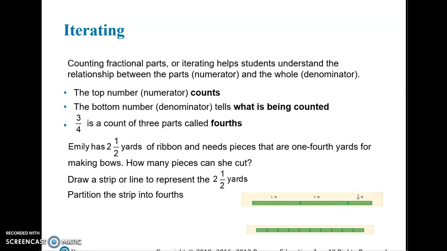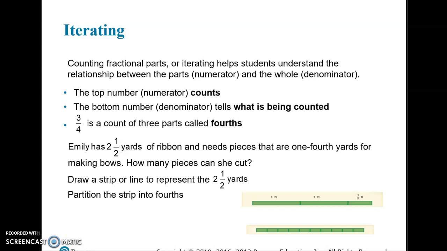Students should be able to answer questions such as, how many fifths are in a whole, just as they need to know how many ones are in 10. The numerator is the count or the top number of the fraction. The denominator tells what is being counted, the bottom of the fraction. So in 3/4 we have 3 is the count and 4 is what is being counted.